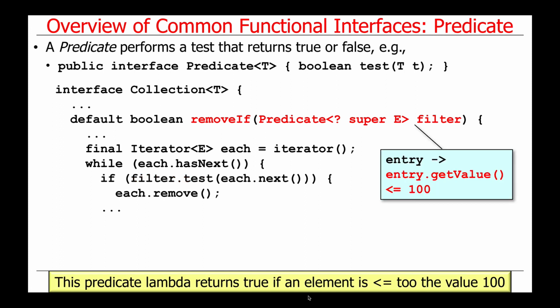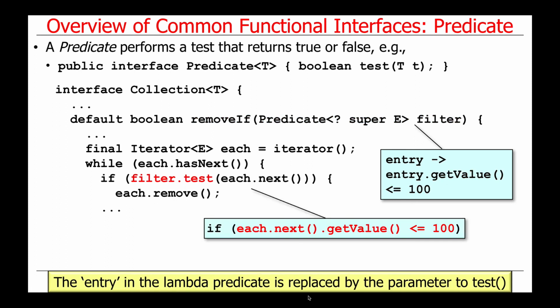If you recall, the removeIf method is being passed a lambda expression that says entry.getValue less than or equal to 100. And of course, this is a predicate lambda that's going to return true if the element is indeed less than or equal to the value 100. If you take a look at how this is actually used inside the removeIf implementation, there's a check in here that says if filter.test, and then it's passed each.next, which is the actual item to work on.